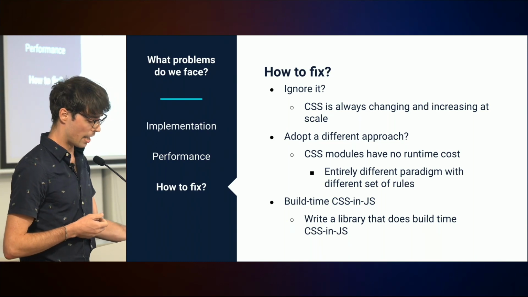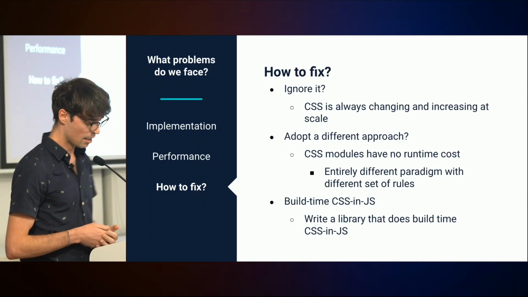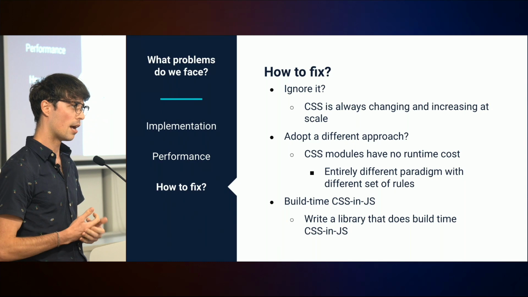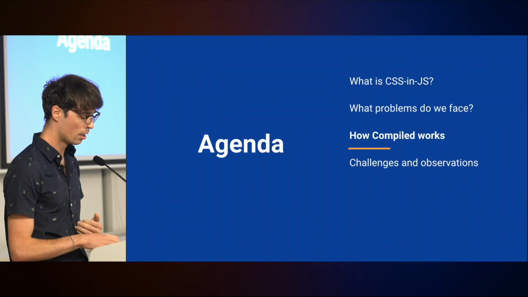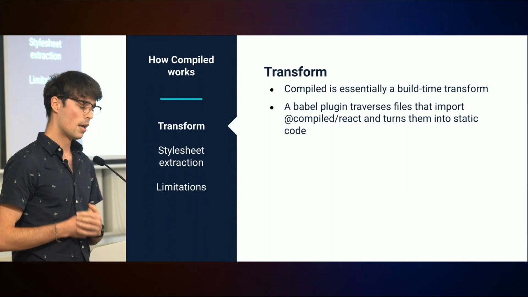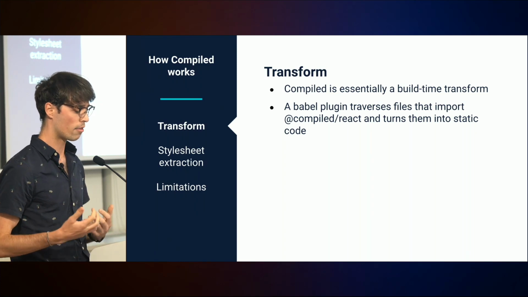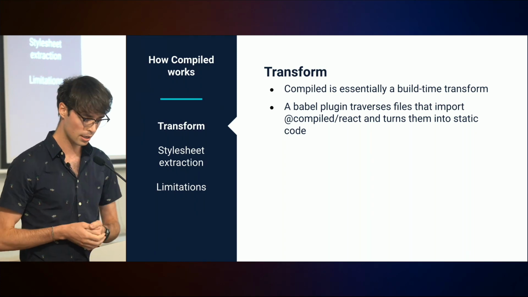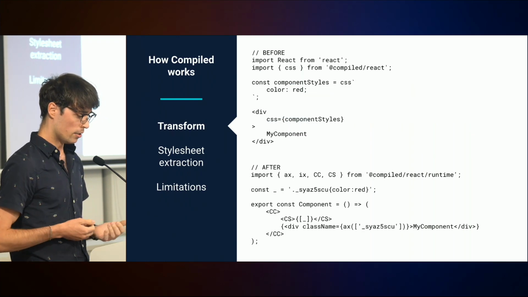So we didn't want to do that. Our approach was build time CSS in JS. There wasn't really a library at the time when we started the Compiled project, so we ended up having to write our own. Generally, Compiled is a build time transform. Basically, it's just a Babel plugin, and it traverses files that import the compiled React import, and then it turns it into static CSS. You can see an example here.